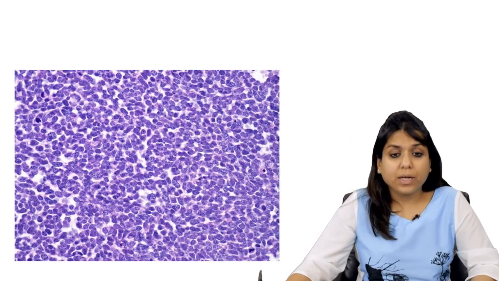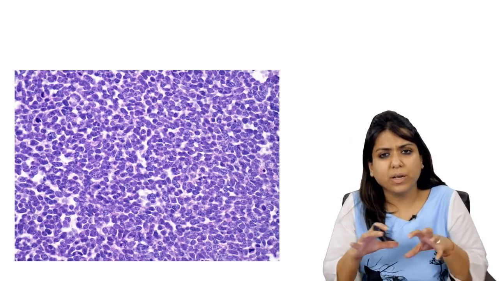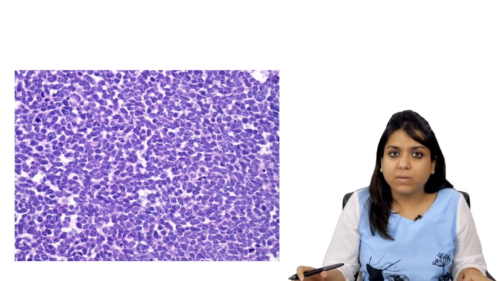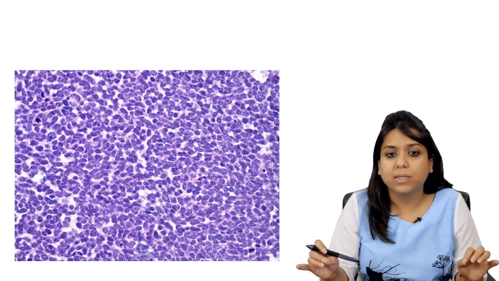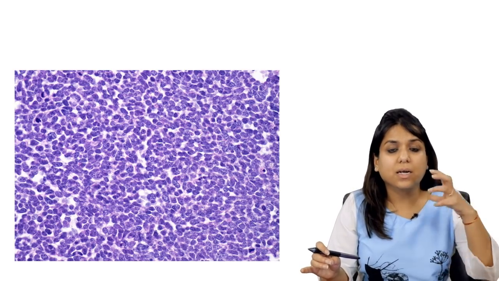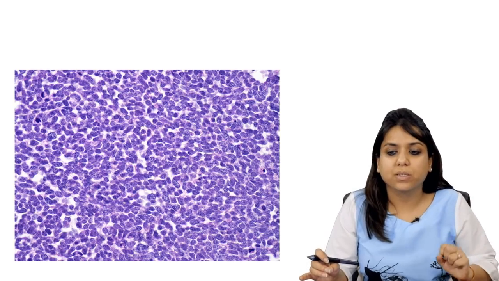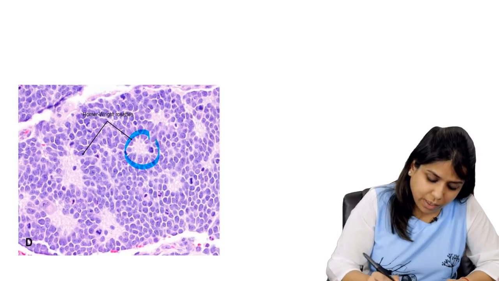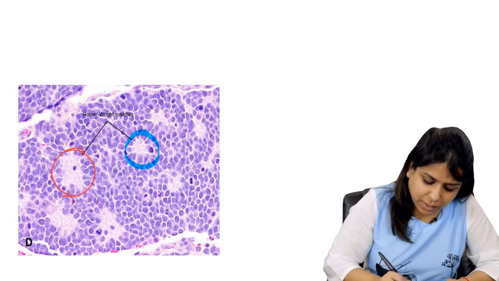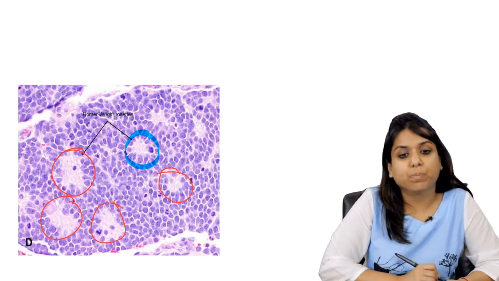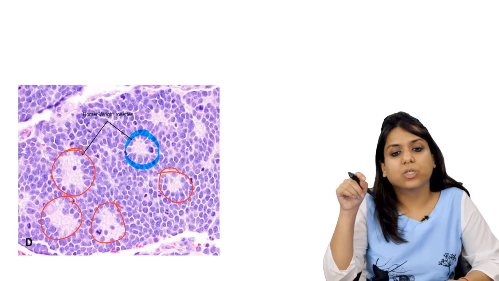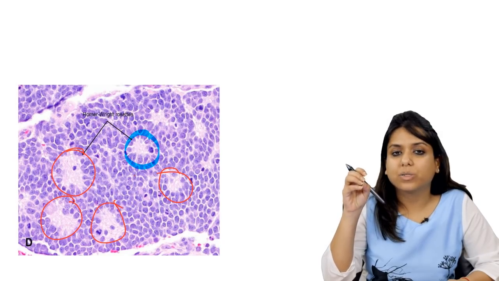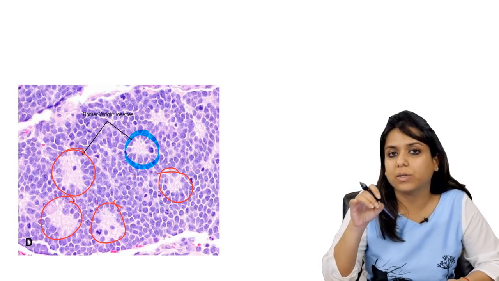Next image, students, again a small round blue cell tumor. Can you see sheets of small round blue cells with scanty cytoplasm? Do not get confused. You will definitely get a history in these questions, at least they will tell you which biopsy is there. And I've already told you and showed you these slides. These are what we call rosettes, beautiful rosettes. Tumor cells arranged around a central space. It's a small round blue cell tumor. Clear?